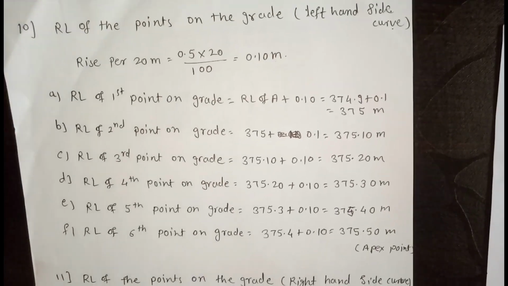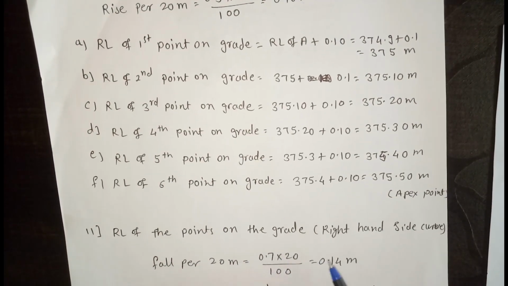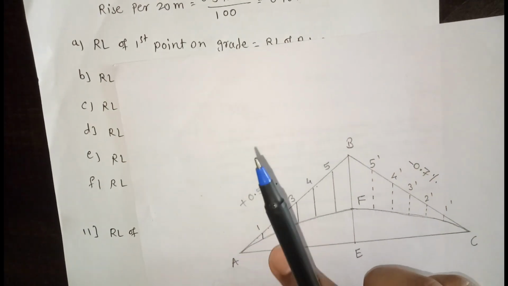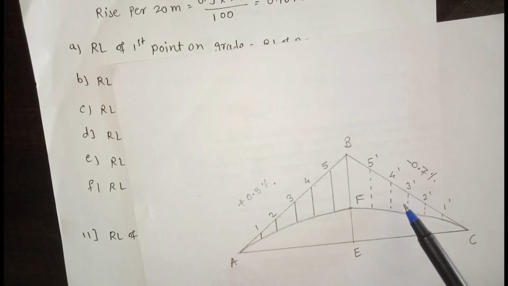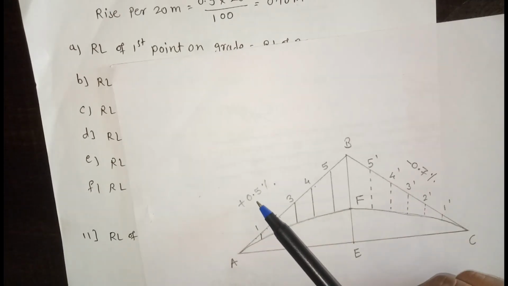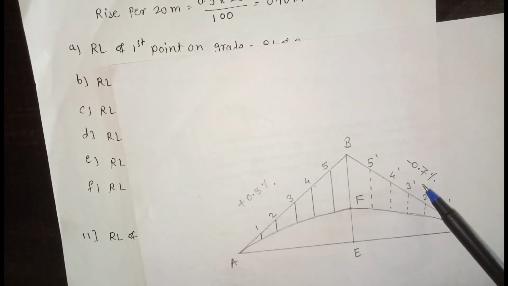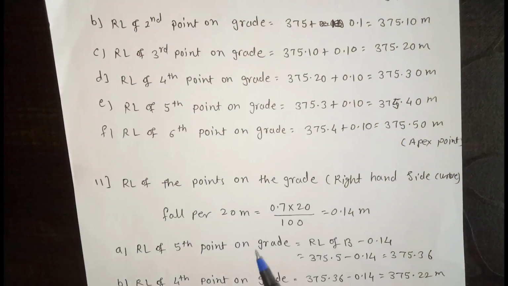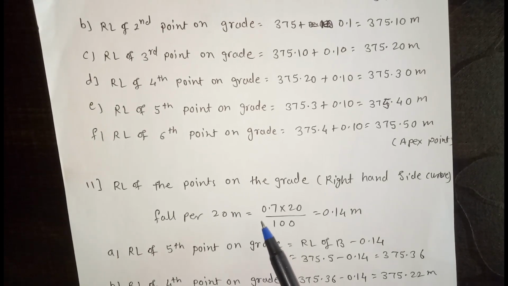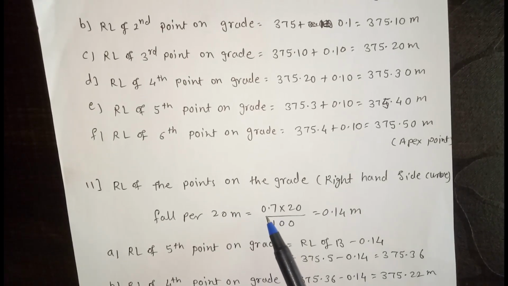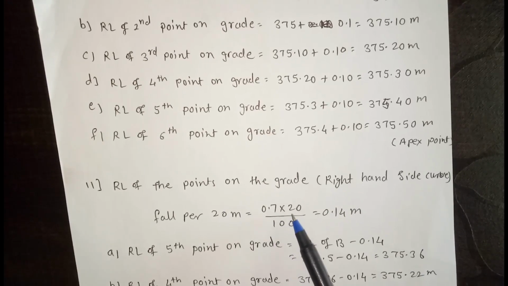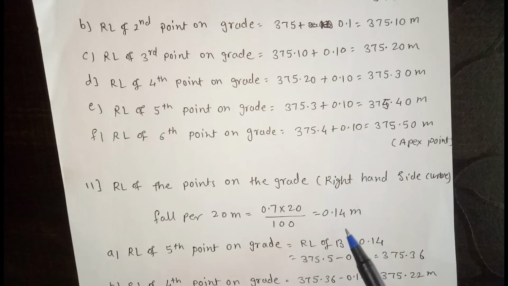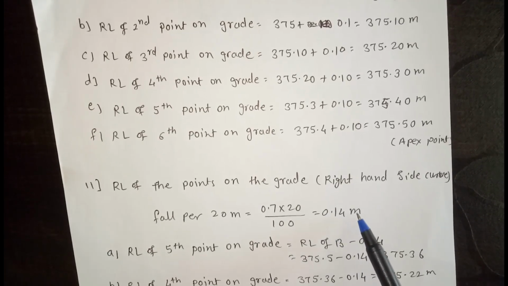The RL of the point on the grade on the right hand side; we have just calculated the left hand side. Now we have to calculate the right hand side, because the grade here is 0.5% and the grade here is 0.7%. So we have to calculate this grade also. Again the same formula: 0.7 by 100 into 20, where 20 is the peg interval, is equal to 0.14 meter. This is the correction.